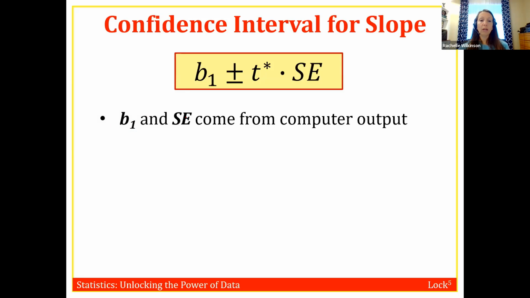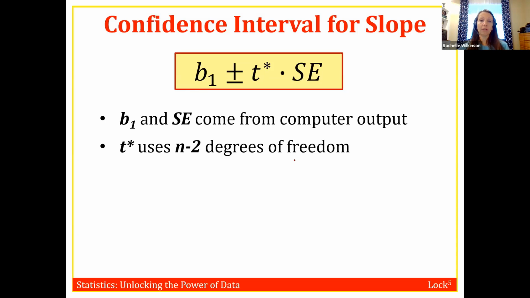So the B1 and the standard error are going to come from computer output. So we're not even going to have StatKey find these for the most part. You're going to just be given some computer output and you have to be able to figure out how you identify what B1 and the standard error are. And if you can find those on the output, then you can see that this computation itself is going to be pretty basic. It's going to be pretty easy.